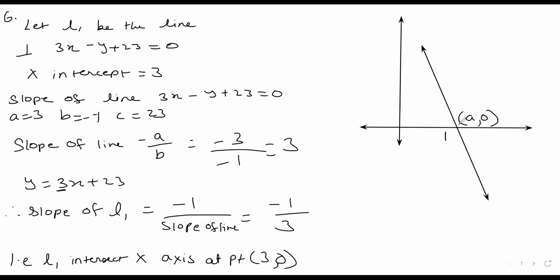This point P is the point of intersection of line L1 with the x-axis, and the x-intercept is A. So here, if the x-intercept is 3, then line L1 intersects the x-axis at point (3, 0). So point (3, 0) lies on line L1.